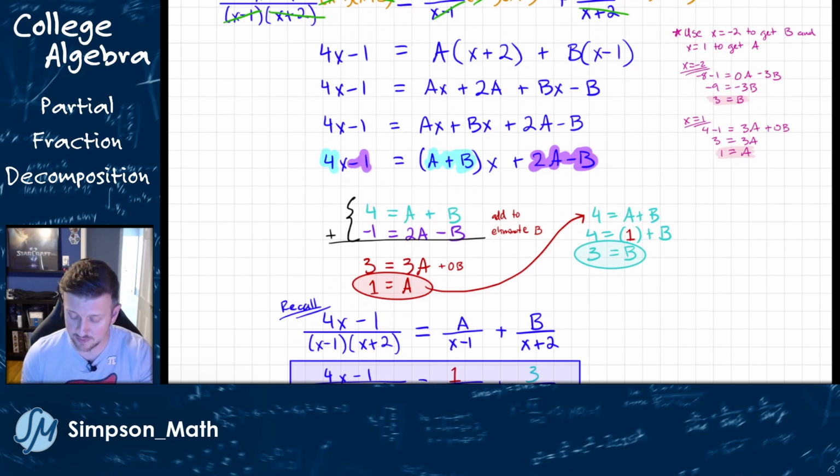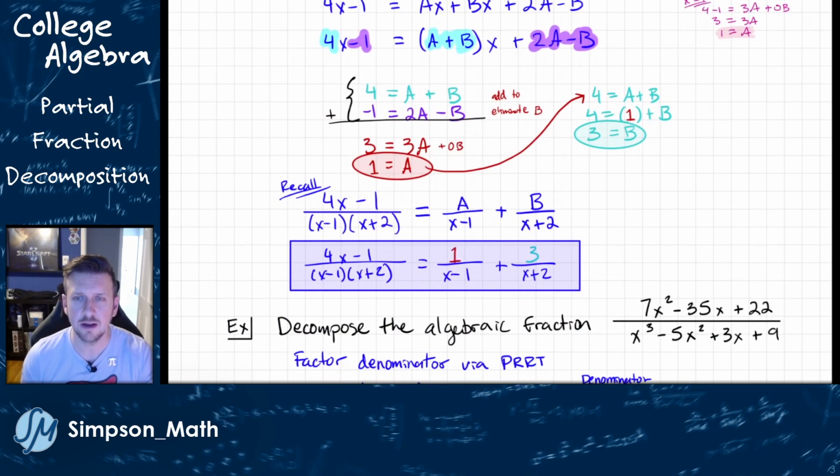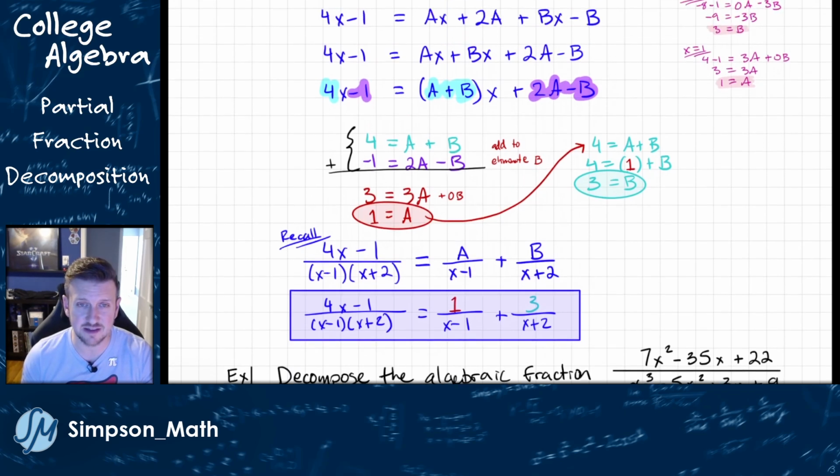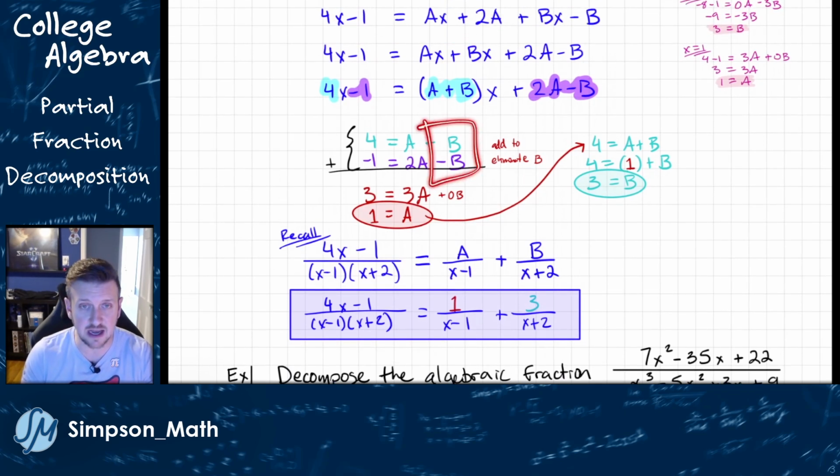All right, so then we end up with this system of equations, 4 equals a plus b, and -1 equals 2a minus b. All right, so now that we have that, I can then just solve the system. I notice that I have a positive b and a negative b. So if I add those, the b's go away. So I have 3 equals 3a. So then a is 1.